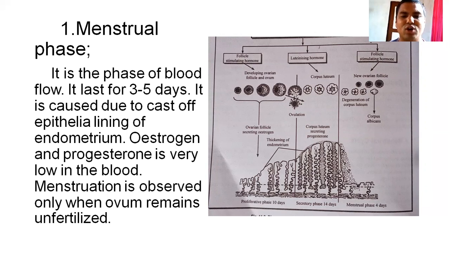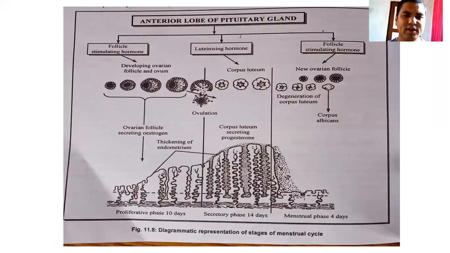Those two hormones are estrogen and progesterone. Due to the low and high amounts of estrogen and progesterone, the menstrual phase, secretory phase, and proliferative phase are controlled. Here is a proper figure.